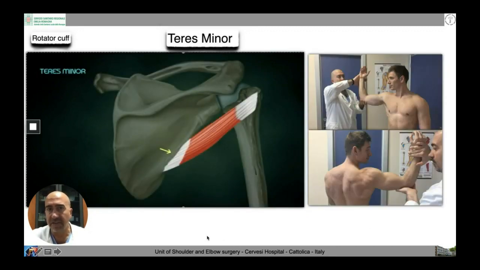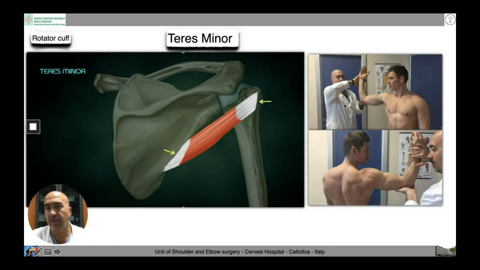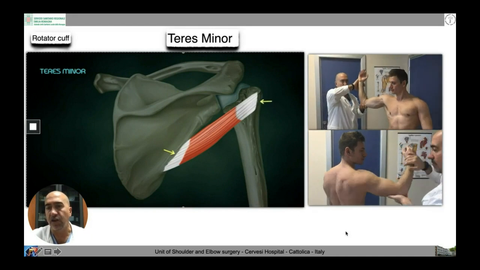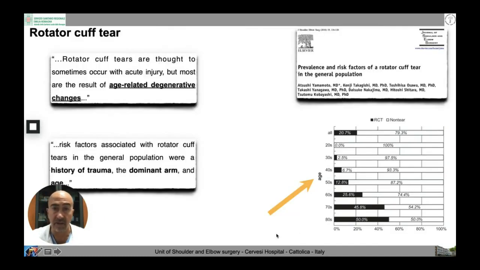Finally, the teres minor is the fourth one. It starts from the inferior and posterior part of the scapula. It finishes on the posterior part of the greater tuberosity. And there are two tests to evaluate the function of the teres minor, which is the last external rotator that we have.